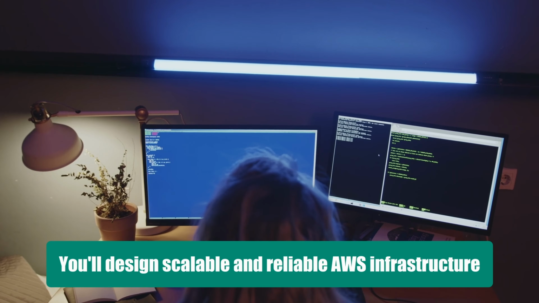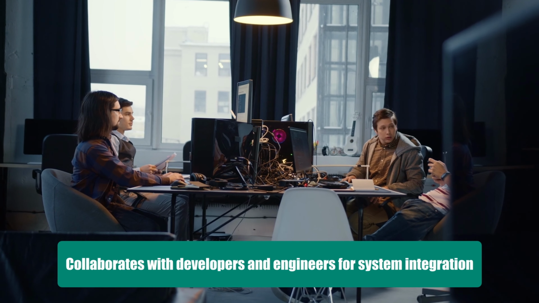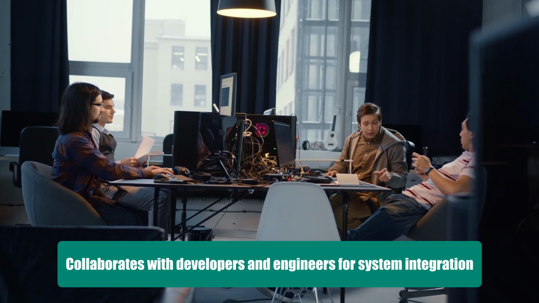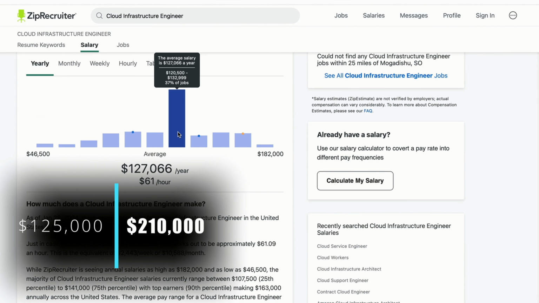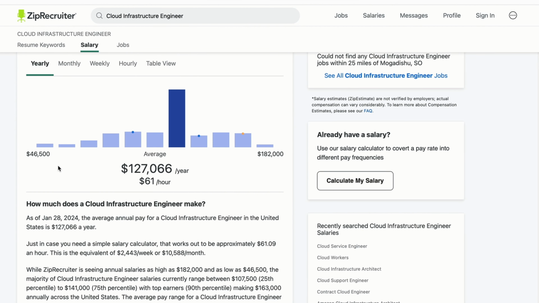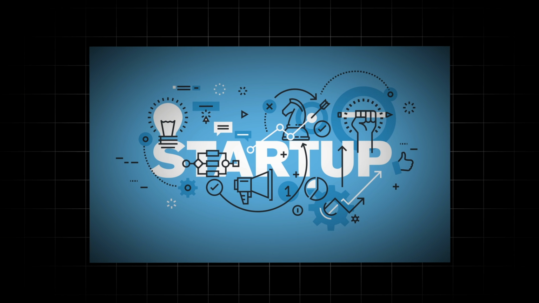So let's look at the job description. For infrastructure architects, like I said, you have to design scalable and reliable infrastructures. You also lead infrastructure planning and optimization, and you collaborate with developers and engineers for system integration. Now, the salary ranges between $125,000 to $210,000 on levels.fyi, but again, it really depends on your experience in the field, because the big FANGs will pay way more than what a regular company or a startup would be offering.